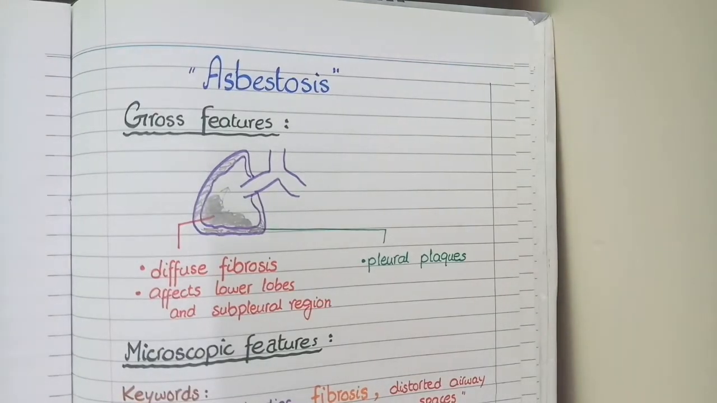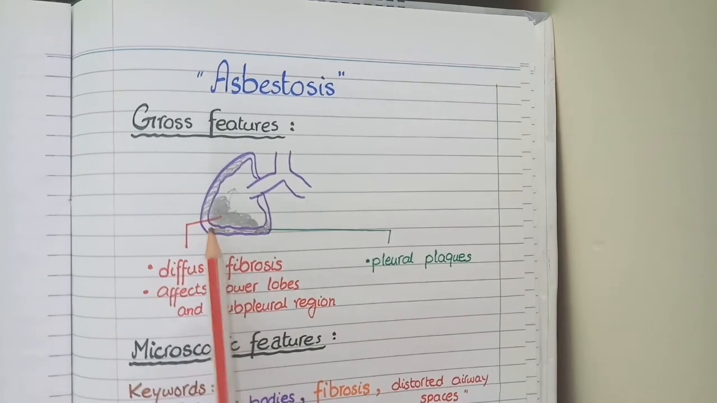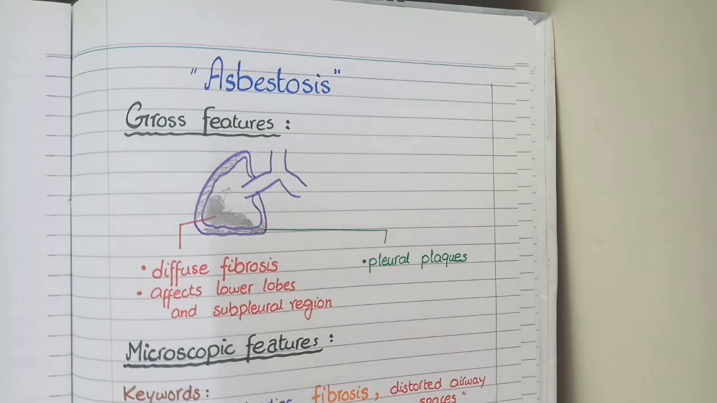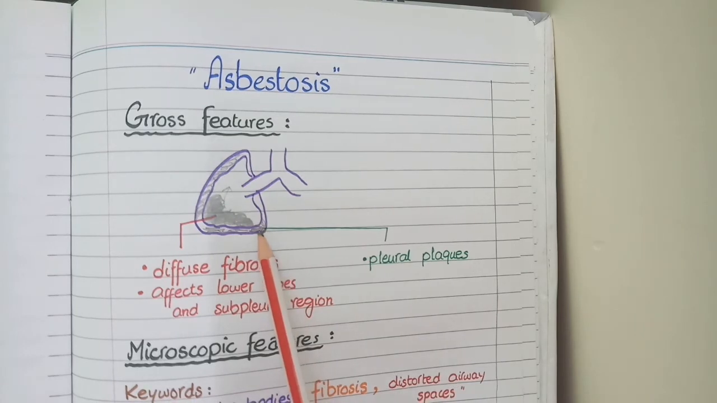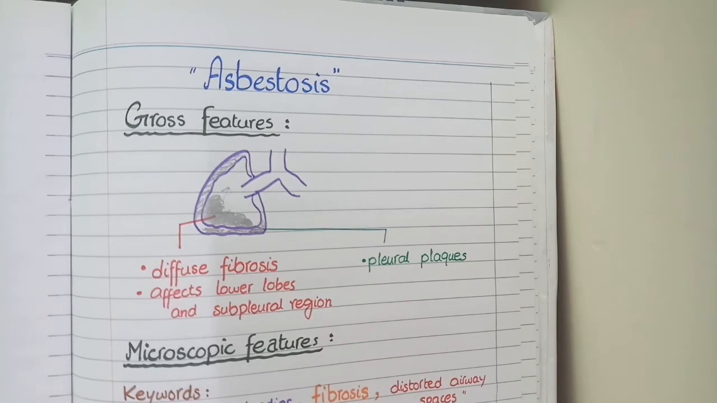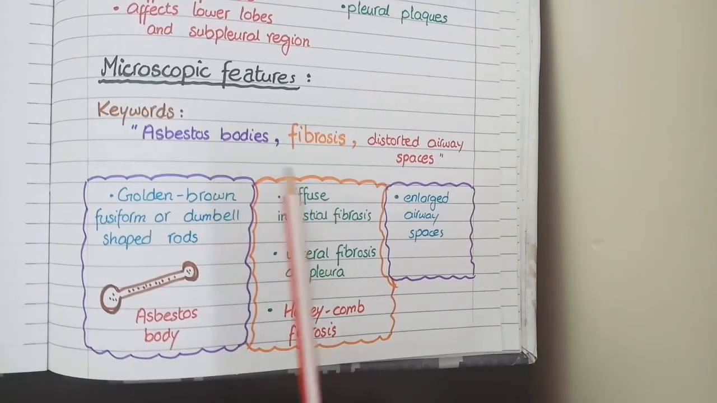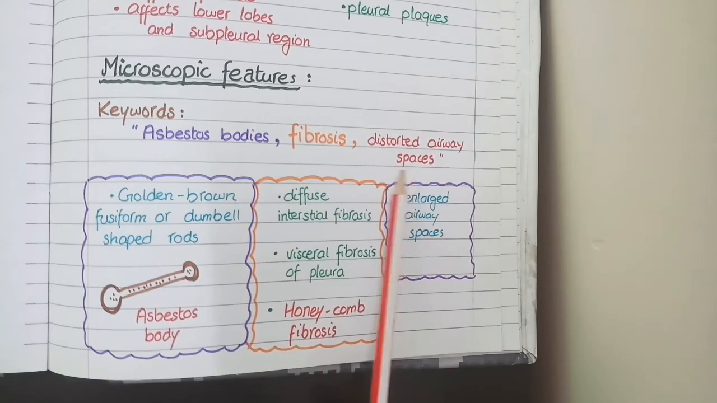The next restrictive lung disease is asbestosis, and in this disease the lungs show fibrosis which usually affect the lower lobes and subpleural regions. So this is different from Kohlwerker's disease and silicosis which affect the upper lobes. Secondly, asbestosis also causes formation of thick fibrous scars in the pleura. These thick fibrous scars in pleura are known as pleural plaques. So overall on gross features of asbestosis, you see diffuse fibrosis affecting the lower lobe and subpleural region, and you see pleural plaques.